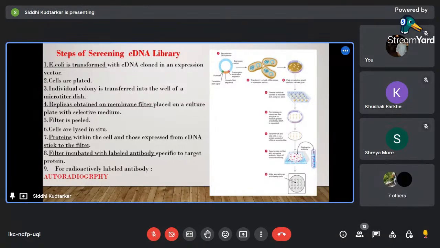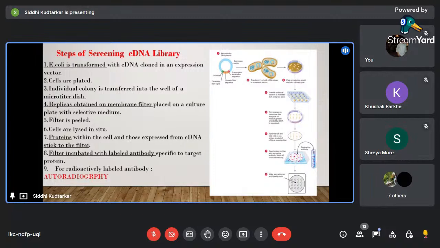First, a cDNA will be cloned in an expression vector, and then a bacterium, here E. coli is given as an example, will be transformed with that expression vector. Then the cells are plated, and individual colonies are transferred into the wells of a microtiter dish. Now the same pattern in which the colonies are grown on the microtiter dish is replicated on a membrane filter, which is placed on a selective medium. Then this filter will be peeled and the cells will be lysed.